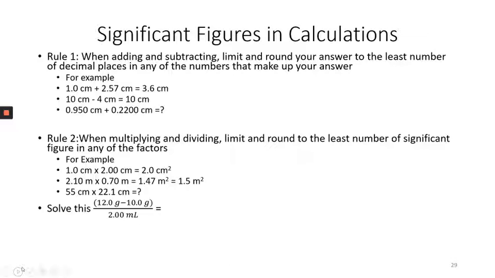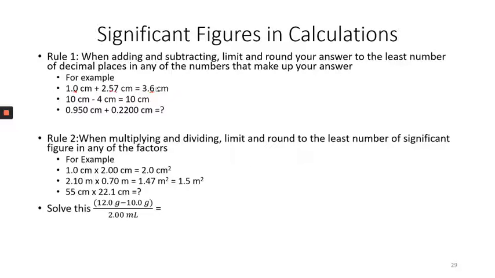Now that we're experts at figuring out significant figures, let's do some math with them. What happens when you add and subtract? When you're adding and subtracting, you must round your answer to the least number of decimal places. So if you look at my example here, this has 1 decimal place, this has 2, so I must round to 1 decimal place.